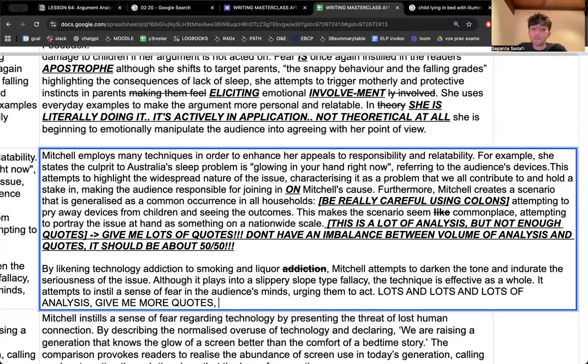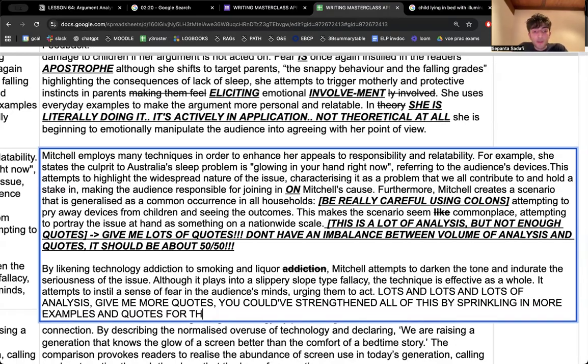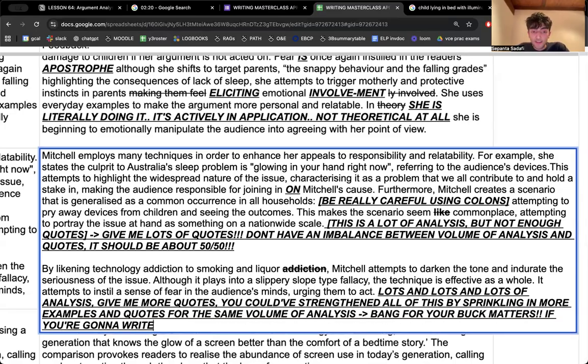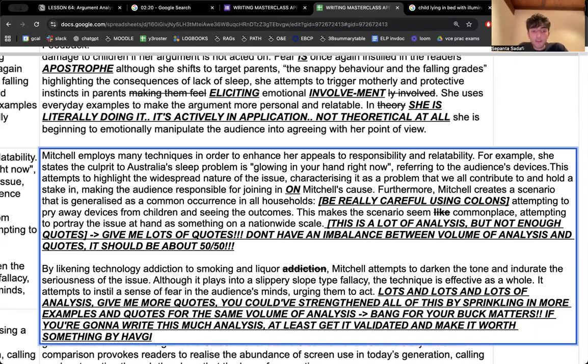Give me more quotes. You could have strengthened all of this by sprinkling in more examples and quotes for the same volume of analysis. Remember, it's a value game. You want to get bang for your buck. Bang for your buck matters. If you're going to write this much analysis, at least get it validated and make it worth something by having a plethora of quotations.